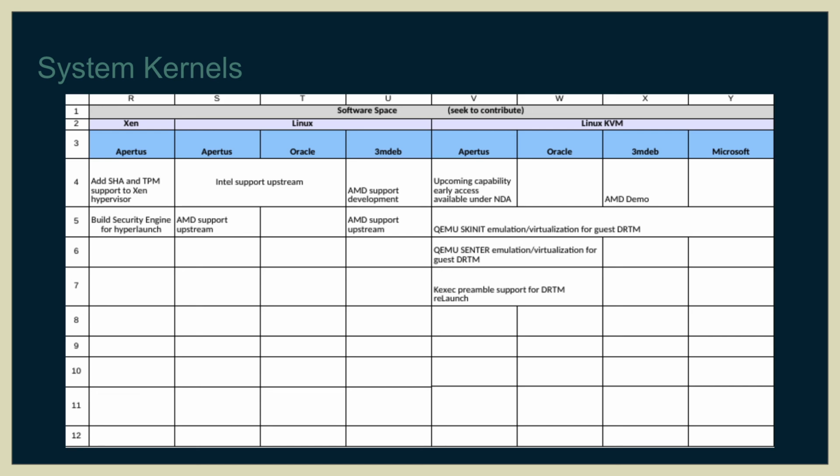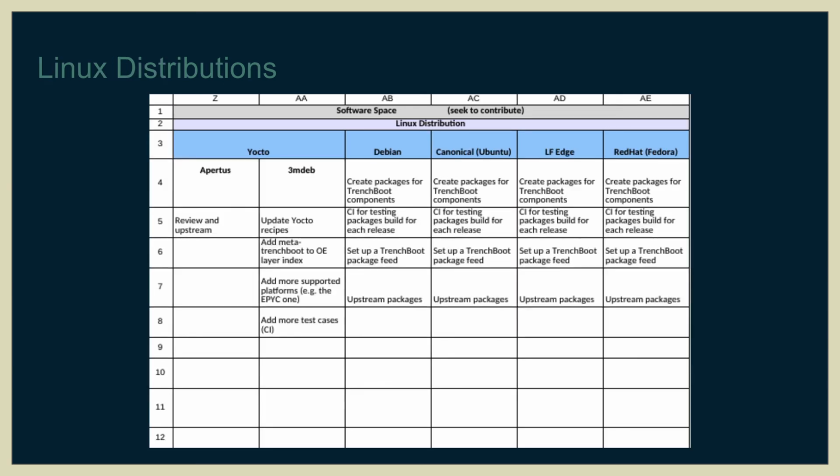And so that wraps up what we're looking at in the near term for the roadmap for system kernels. Which brings us now to Linux distributions. So Apertus and 3mdeb, from the very beginning, have been using Yocto as a means to build and test the secure launch capabilities for Linux. In that vein, 3mdeb will continue to expand the layer, add platforms, expand the test cases that they have, and then we would work to get those layers merged up into the larger Yocto ecosystem.